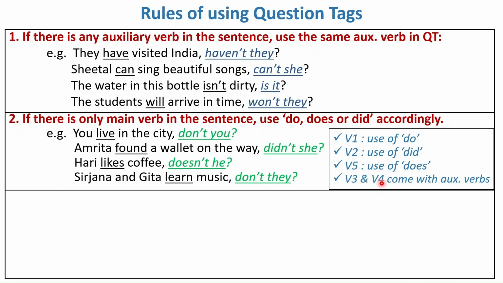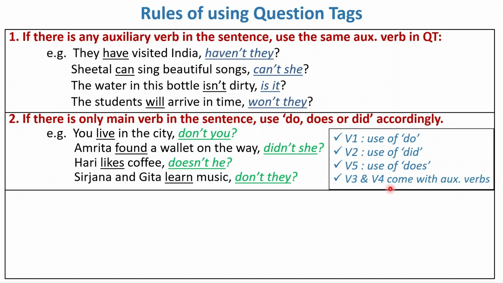And V3 and V4, past participle and present participle. These verbs do not come alone. They appear only with auxiliary verbs, and therefore if there are past participle or present participle verbs in the statement, then the first rule is applicable. For example, look here. They have visited India. Visited is past participle. This is V3 and it must be preceded by an auxiliary verb here, and we have to use the same auxiliary verb.